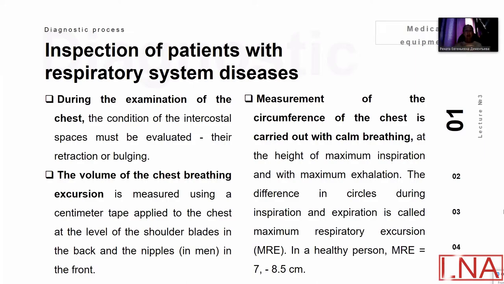The difference in circumference between inspiration and expiration we call the maximum respiratory excursion, MRE. In a healthy person, maximum respiratory excursion is from 7.0 to 8.5 centimeters. Respiratory excursion is not the same as the ability of movement of the lower edge of the lungs. That is another measure, with other signs which we can count.